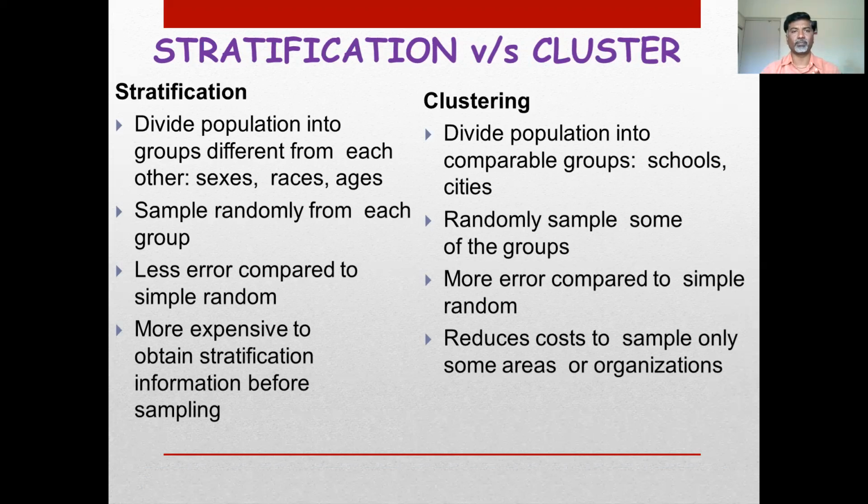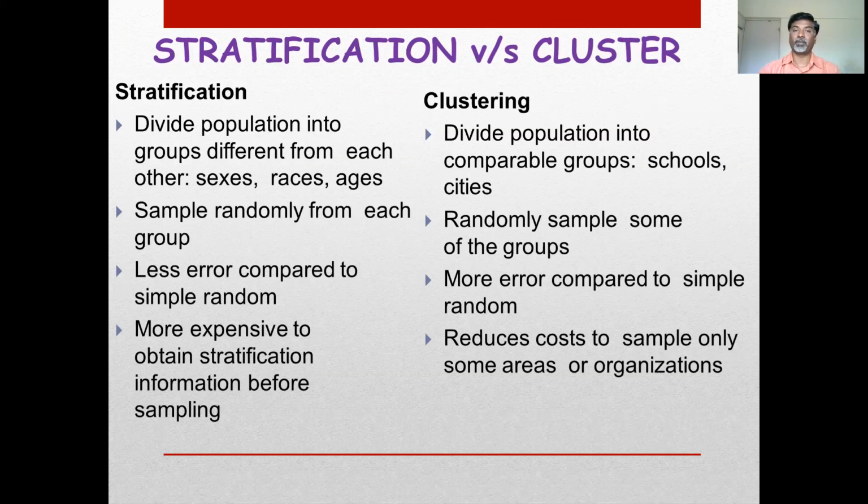We create a group on the basis of sex, that is gender, we can say, on the basis of age. So in this fashion we are creating the strata. But in a cluster, we divide the population into comparable groups. We can compare one city, one district, one tehsil. So that is called a cluster from the total population. Okay, we are selecting samples randomly from each group.